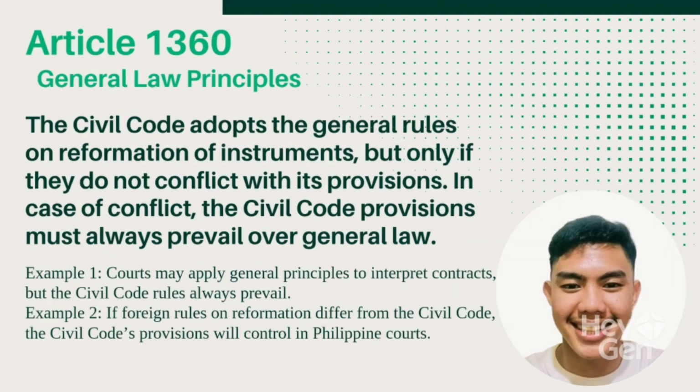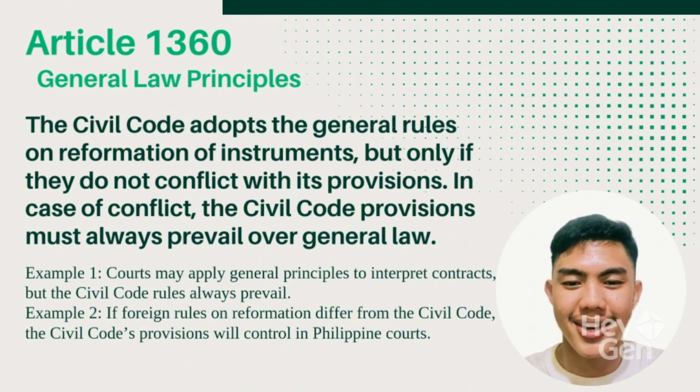Article 1360, General Law Principles. The Civil Code adopts the general rules on reformation of instruments, but only if they do not conflict with its provisions. In case of conflict, the Civil Code provisions must always prevail over general law.